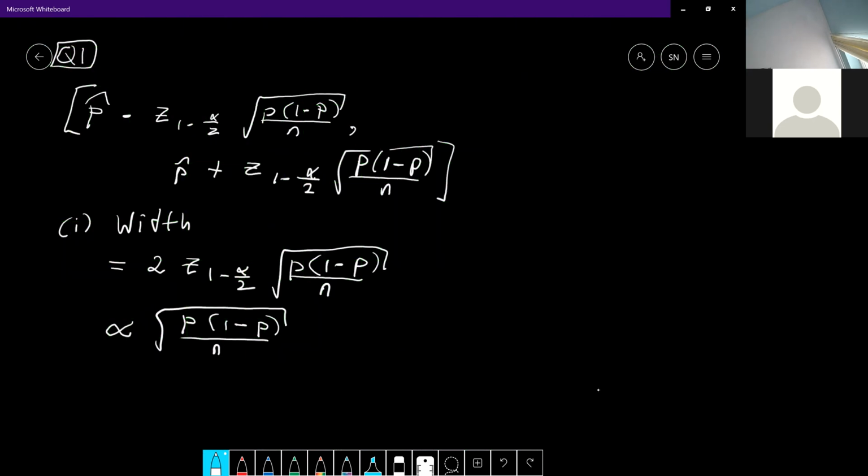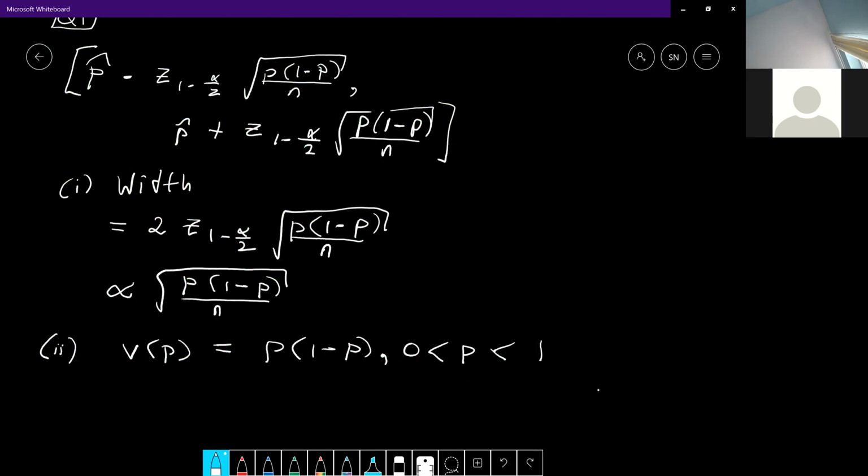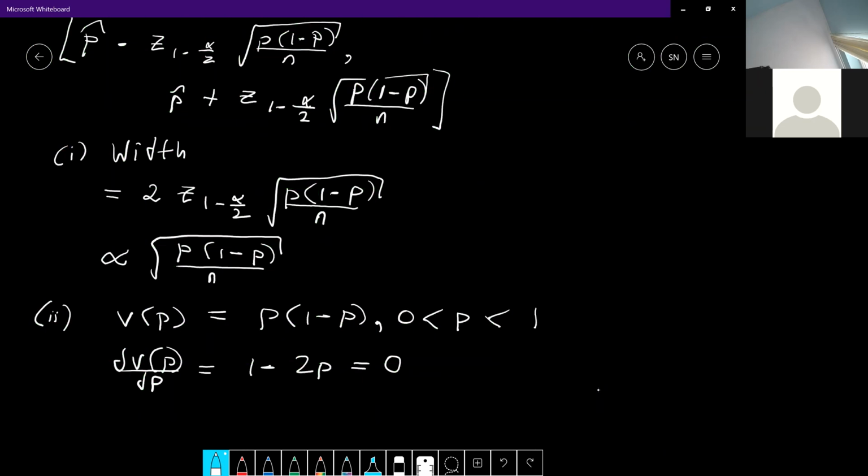Now part 2 of question 1 is about the function v of p equal to p times 1 minus p. It's asking you to draw the graph of this function. I'm sure in semester 1 you must have done how to draw a graph of a function, many examples, so you probably know how to do this. The first thing to do is to take the derivative, which with respect to p is 1 minus 2p, and you set that to 0, and then you solve for p, so you get p equal to a half.